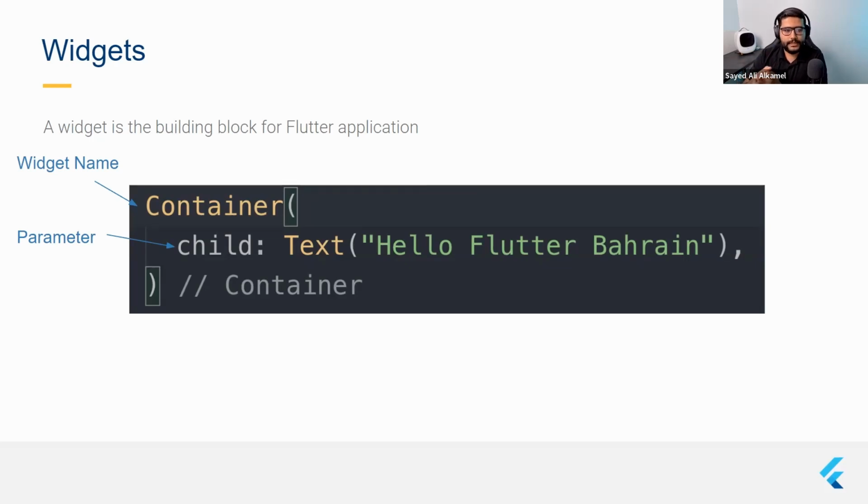A container is similar to a div for web developers. Inside of it, it has a child, and inside of that child it has a different widget, which is a text. So basically, this is what a Flutter application or a Flutter widget looks like.